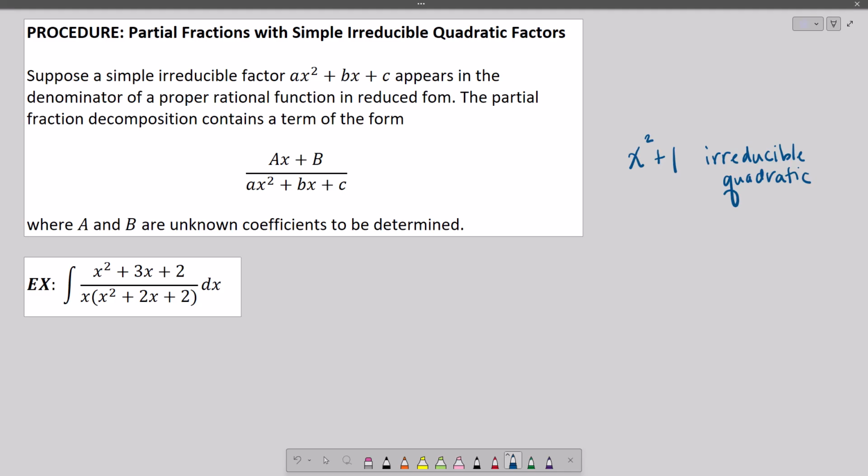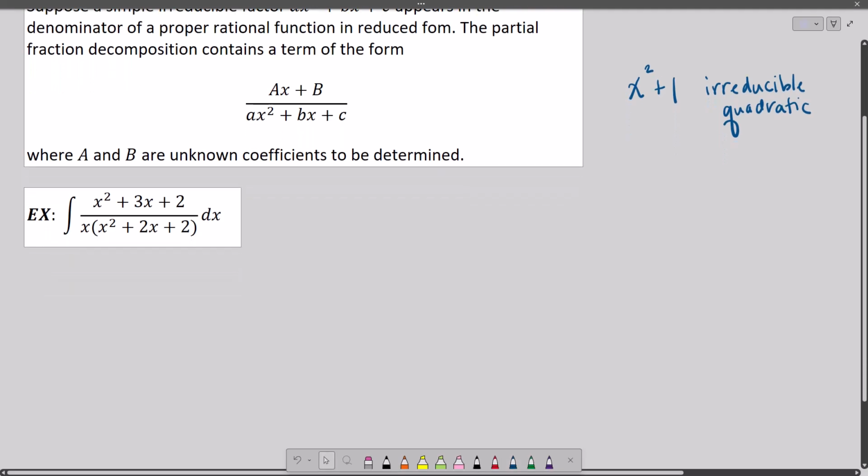If it's an irreducible quadratic, instead of putting a constant up top, you put a linear function up top. So you're always going to put one less than whatever the power of the denominator is. So if the denominator was an x minus 2, we put an A. So it's one less. We're building the biggest possible proper fraction, so on top of the quadratic we can build up to a linear. That's the biggest possible proper fraction.